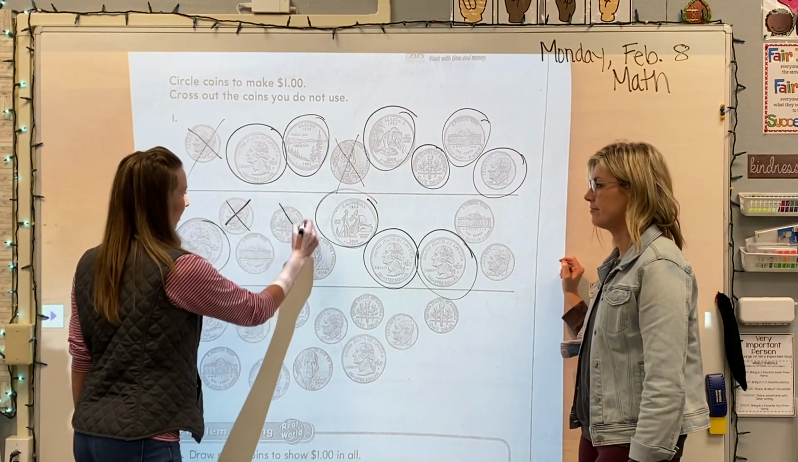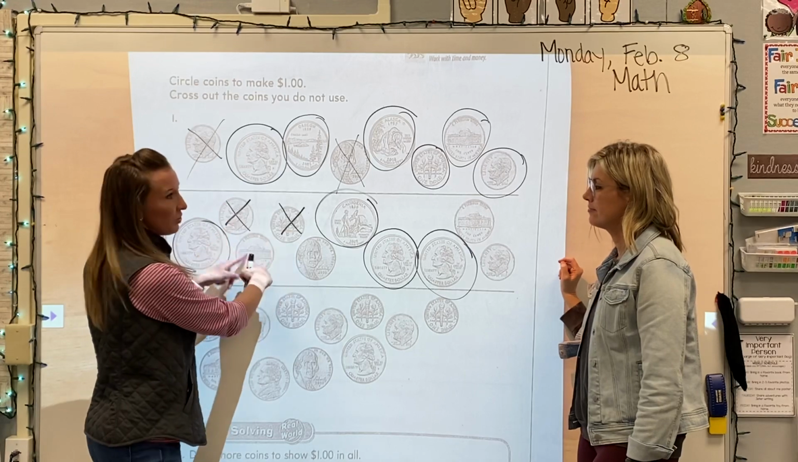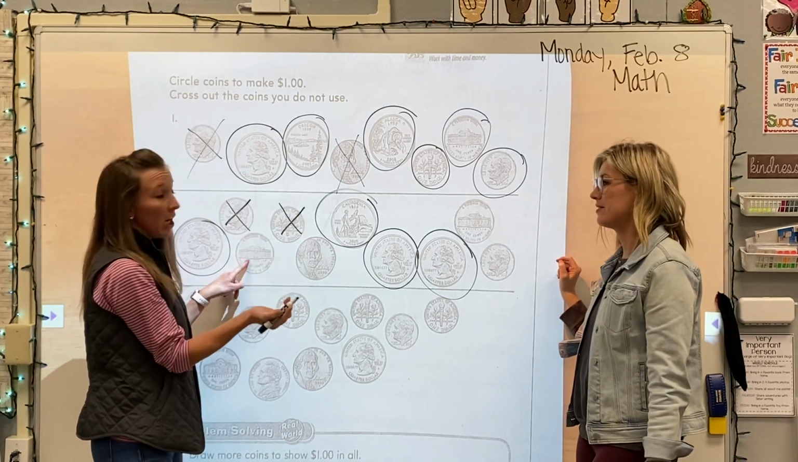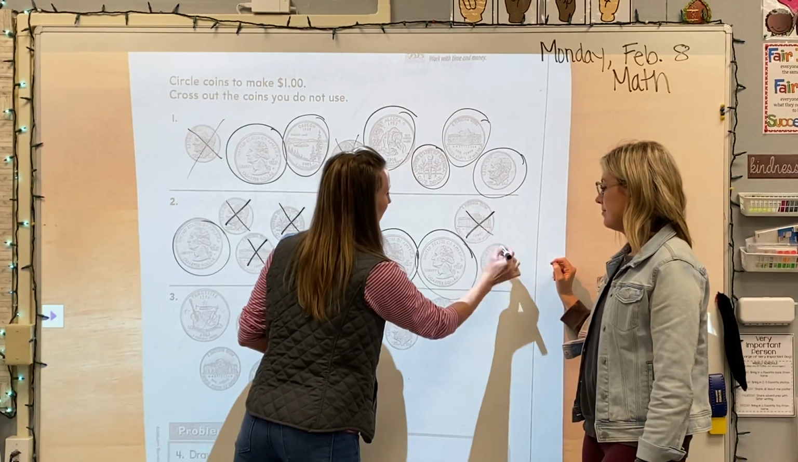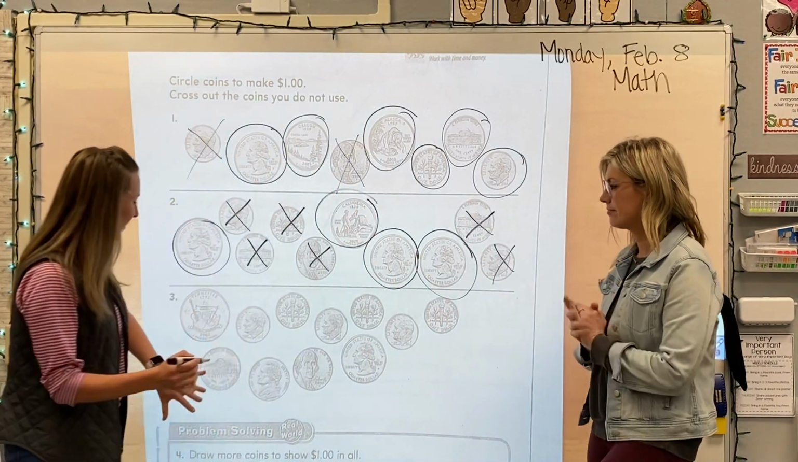All right. And as you can see, I could have used 2 dimes and a nickel. That's also 25 cents. But it wouldn't have been the easiest way. All right. Why don't we skip a problem?